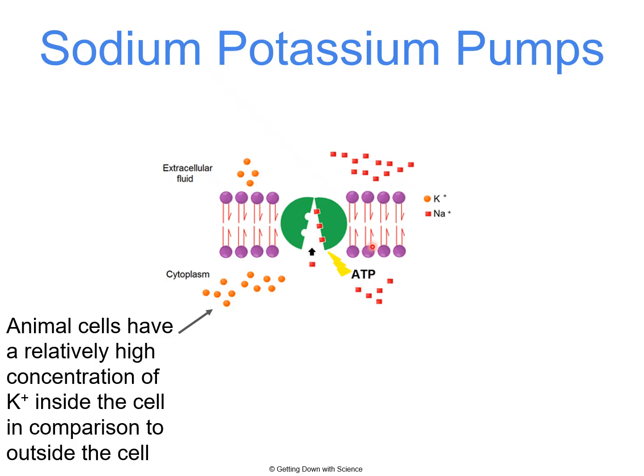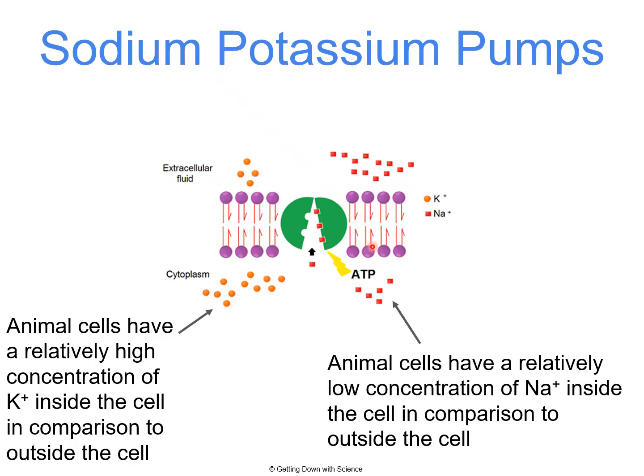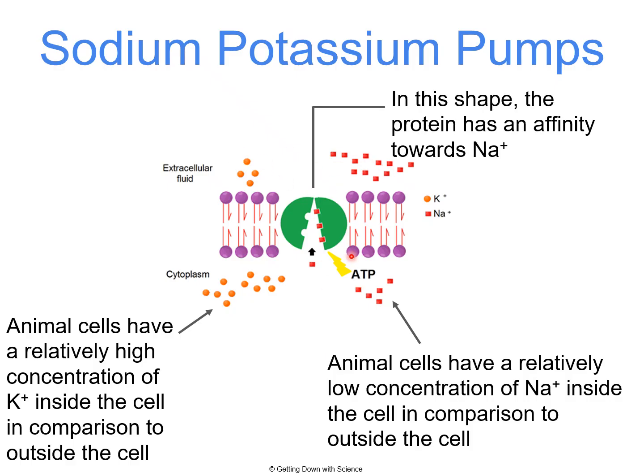And the reverse is true for sodium ions. So animal cells have a relatively low sodium ion concentration inside the cell compared to outside the cell. And if you recall from the previous slides, three sodium ions are going to be pumped out of the cell at any given time, and only two potassium ions will be pumped in. So outside is going to be slightly more positively charged than the inside of the cell.